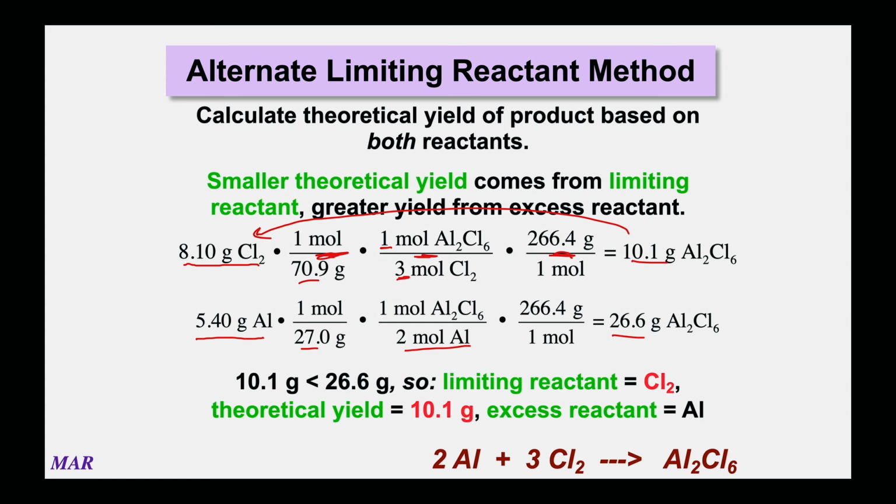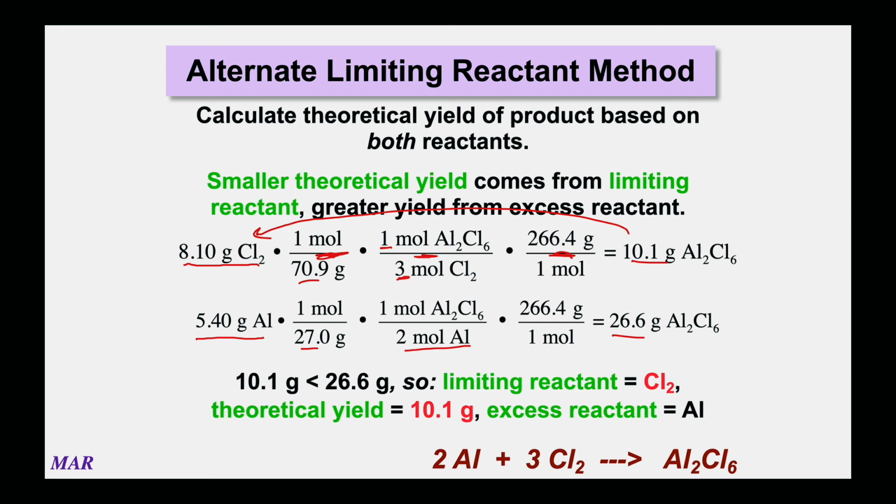And guess what? It's the smaller one. Big surprise. So the 10.1 is smaller than 26.6. That tells you that the reactant it came from, chlorine, is the limiting reactant. The limiting reactant will make less product. That tells you that the other reactant, aluminum in this case, is the excess reactant.